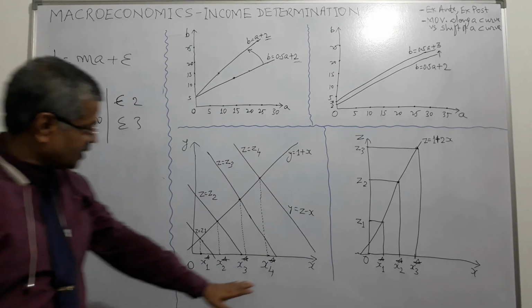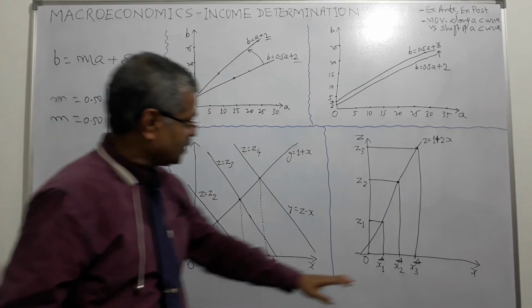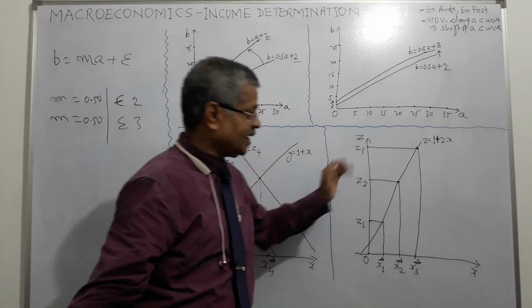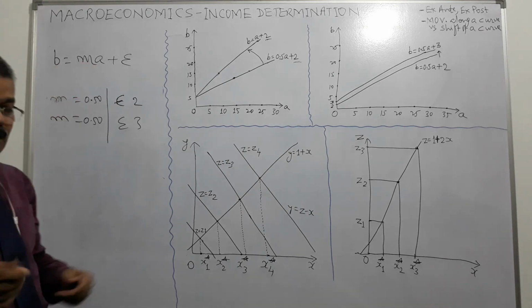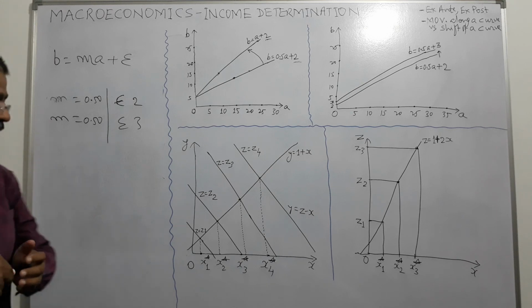And here we have seen the relationship between x and y and equilibrium between x and z, right? And this was regarding income determination in the economy. I hope you found it easy to understand.